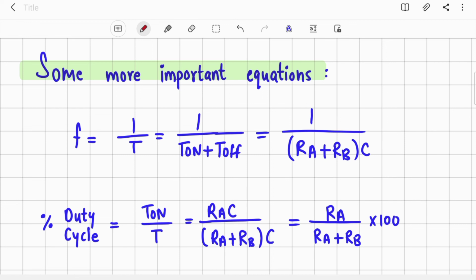Then what is your duty cycle? Duty cycle is T on upon T. T on is RAC and T is nothing but (RA plus RB) into C. So this C will get cancelled and your duty cycle will be RA upon (RA plus RB) into 100. So these are two important equations for the asymmetrical astable multivibrator.